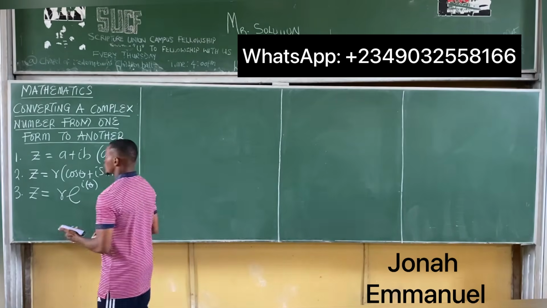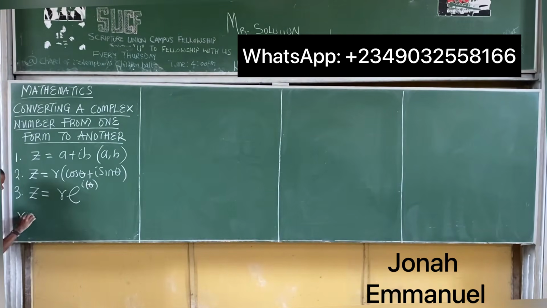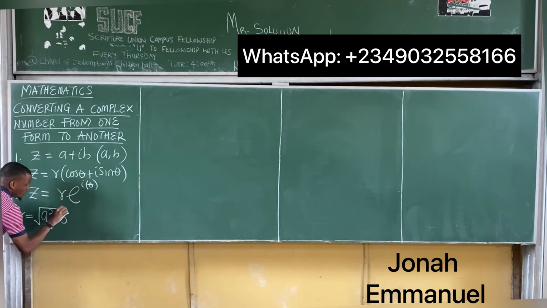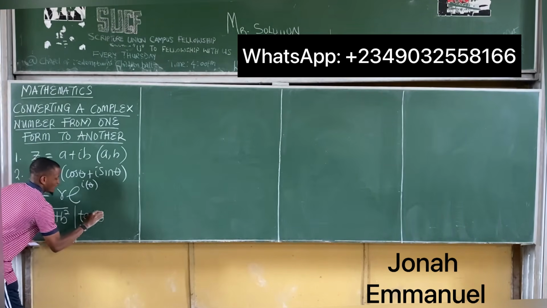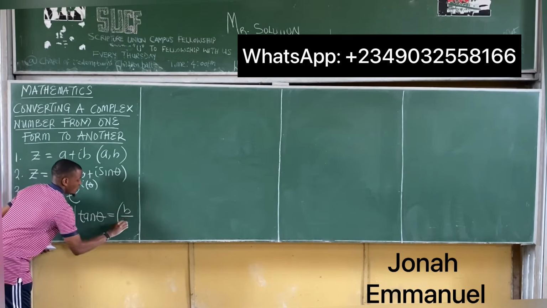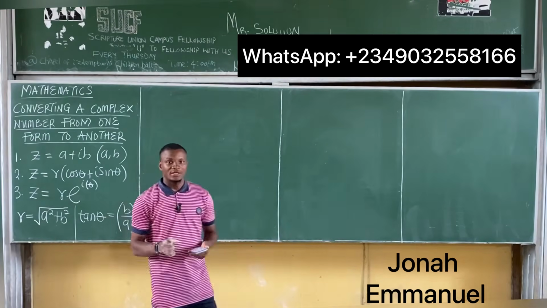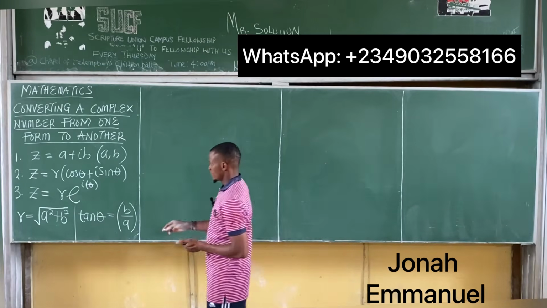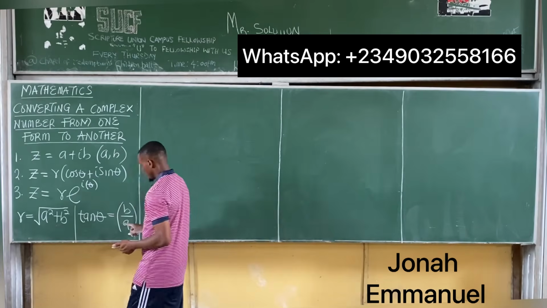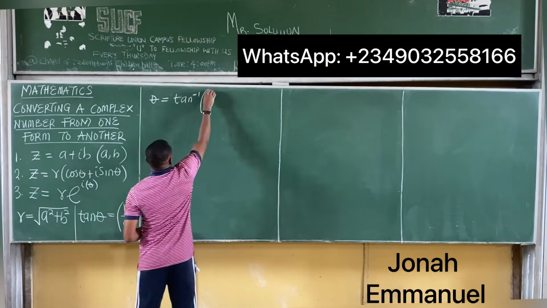Before you do conversion of a complex number, note the following. Note that r, we said, is the modulus of the complex number, given by the square root of a squared plus b squared. So this is how we get the value of r. Also note that tan theta is equal to b over a. So we can get theta by taking tan inverse of b, that's the imaginary part, all over a, that's the real part. Theta is equal to tan inverse of b over a.